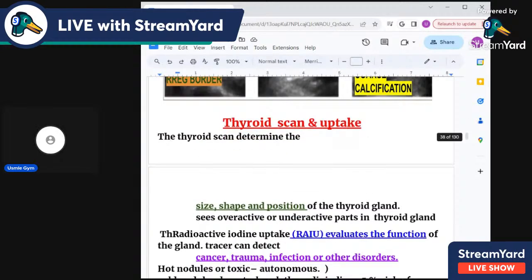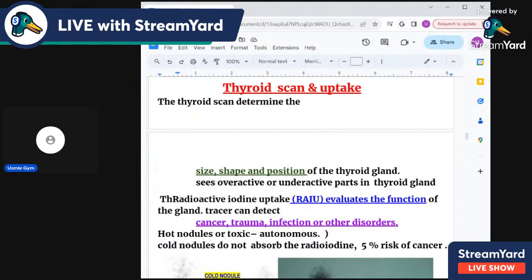Now the next topic is thyroid scan and uptake. So what's the difference between the thyroid scan and uptake?